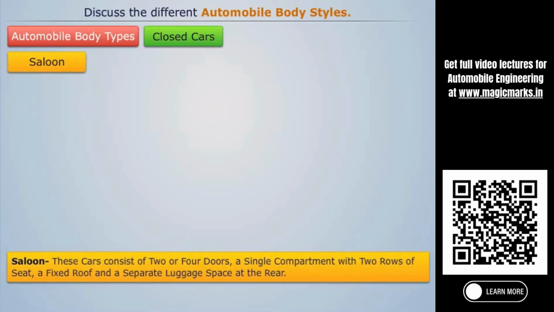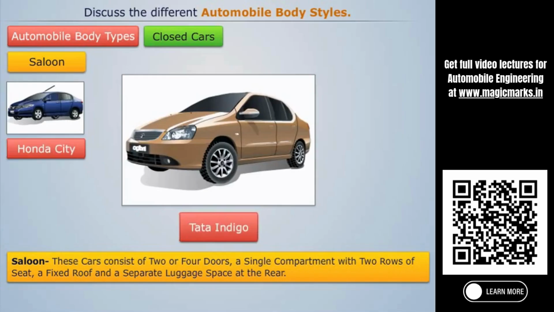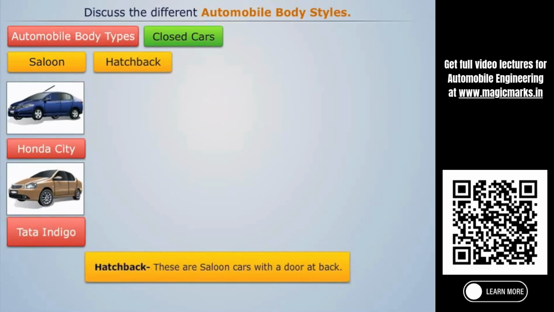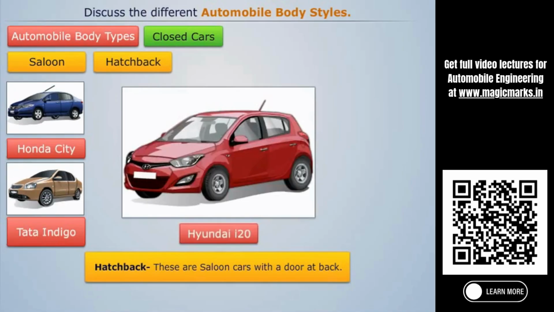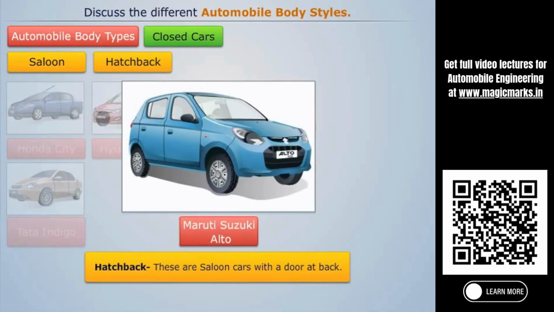Saloon. These cars consist of 2 or 4 doors, a single compartment with 2 rows of seats, a fixed roof, and a separate luggage space at the rear. In USA, such cars are also known as sedan. For example, Honda City, Tata Indigo, etc. Hatchback. These cars are similar to saloon cars, but have a door at the back. For example, Hyundai i20, Maruti Suzuki Alto, etc.